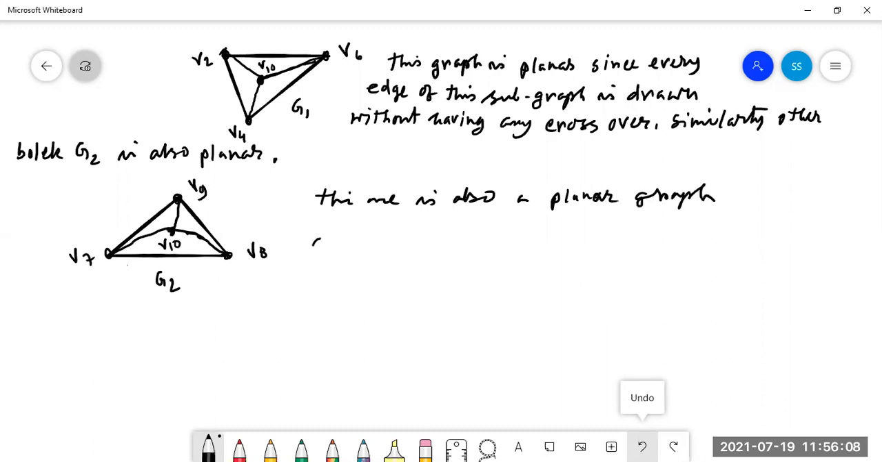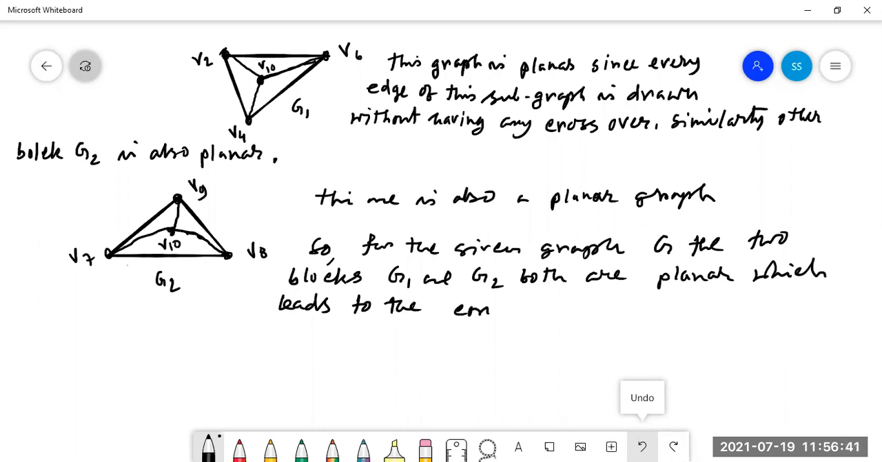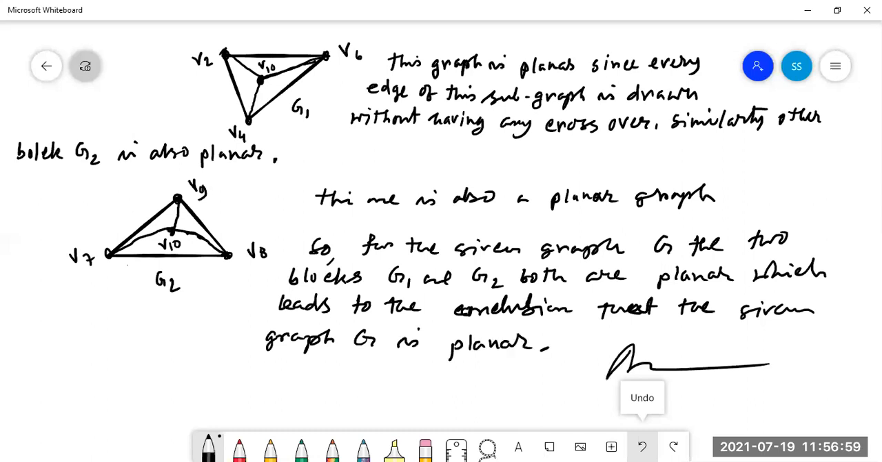So for the given graph G, the two blocks G1 and G2 are both planar, which leads to the conclusion that the given graph G is planar. Is this the answer? Is it clear?